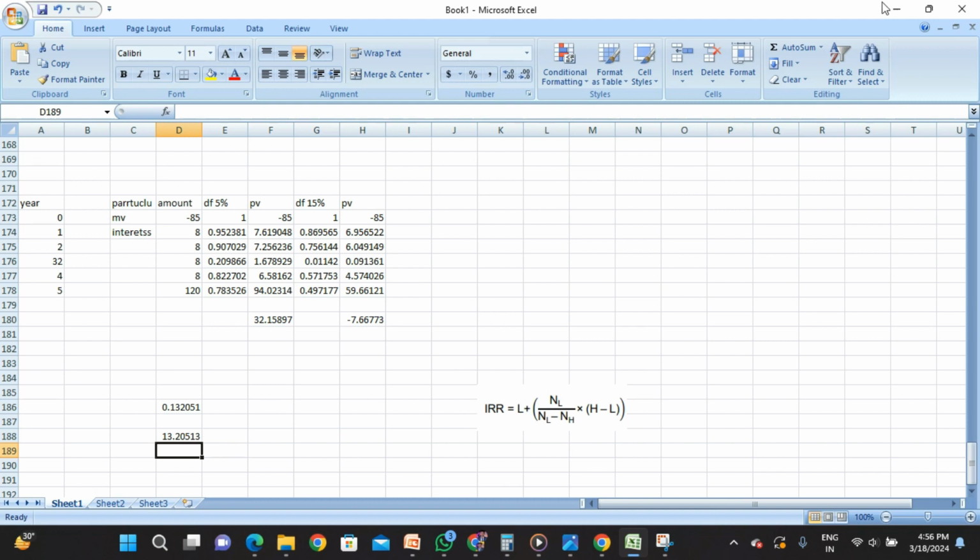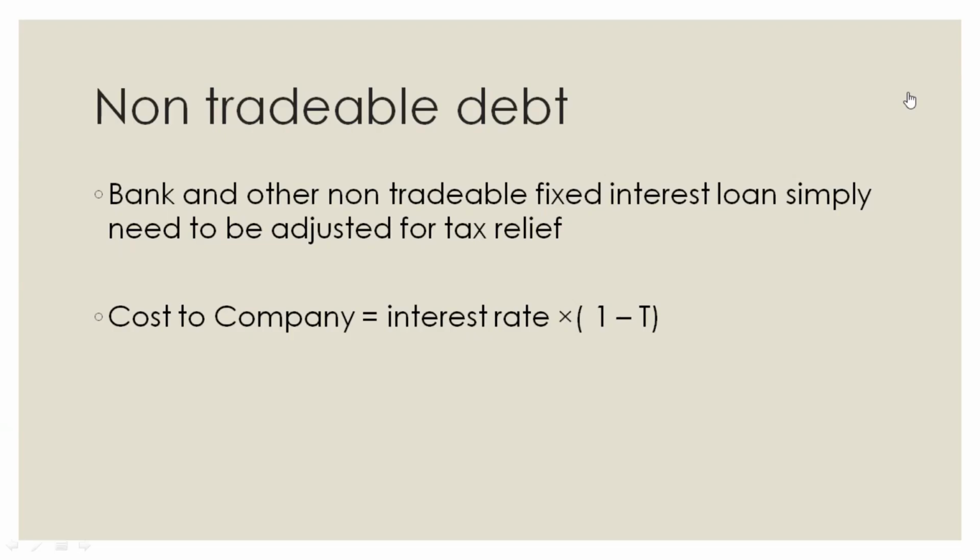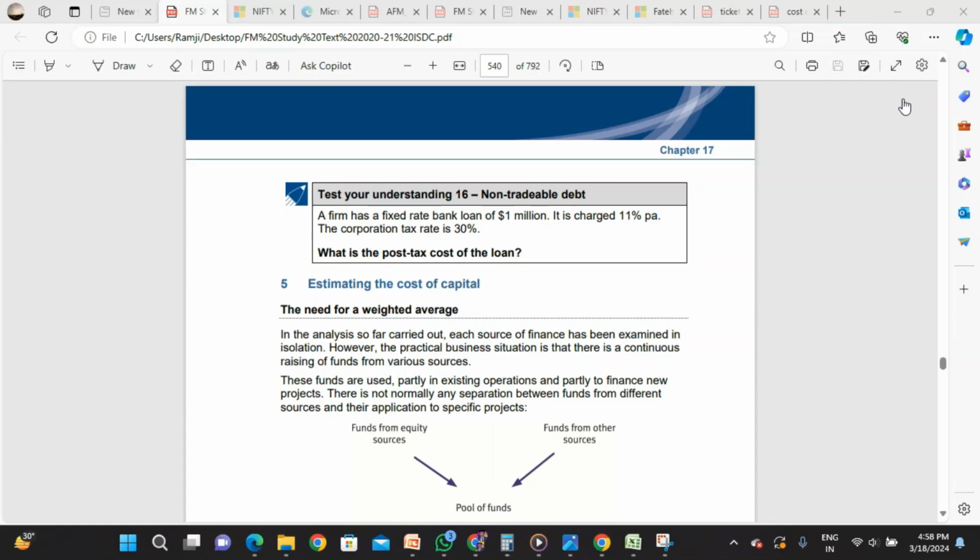type of debt, which is non-traded debt. Non-tradable debt: bank loans and other non-tradable fixed interest loans simply need to be adjusted for the tax relief. It's not too much. It's very easy. There is nothing much we have to do. The cost to the company is the cost of debt. The formula will be cost equals interest rate, the coupon rate, into 1 minus t, where t is the tax rate the company is paying. It's very easy. I will show you one example question on this.